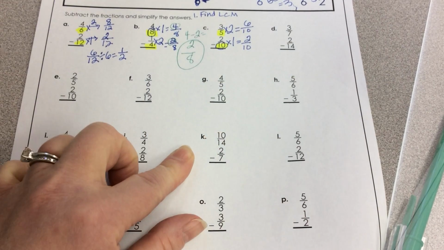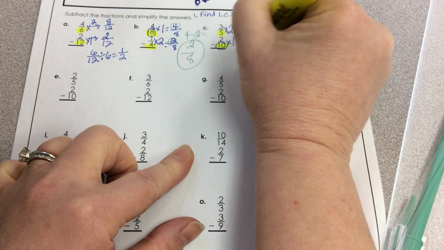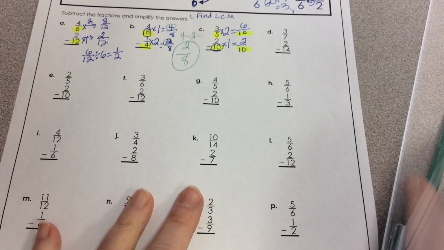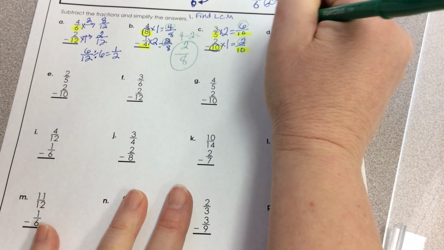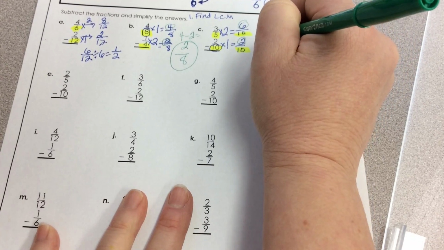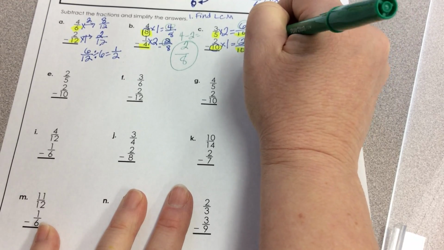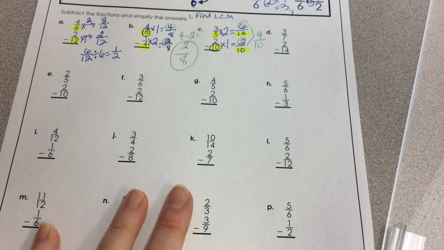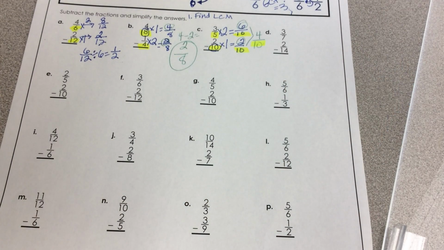So now I have matching or like denominators. So now I can subtract. And I'm going to subtract the numerators. 6 minus 2 equals 4. So that means that we have a numerator of 4, and our denominator stays the same. It's 10. So we have 4/10.